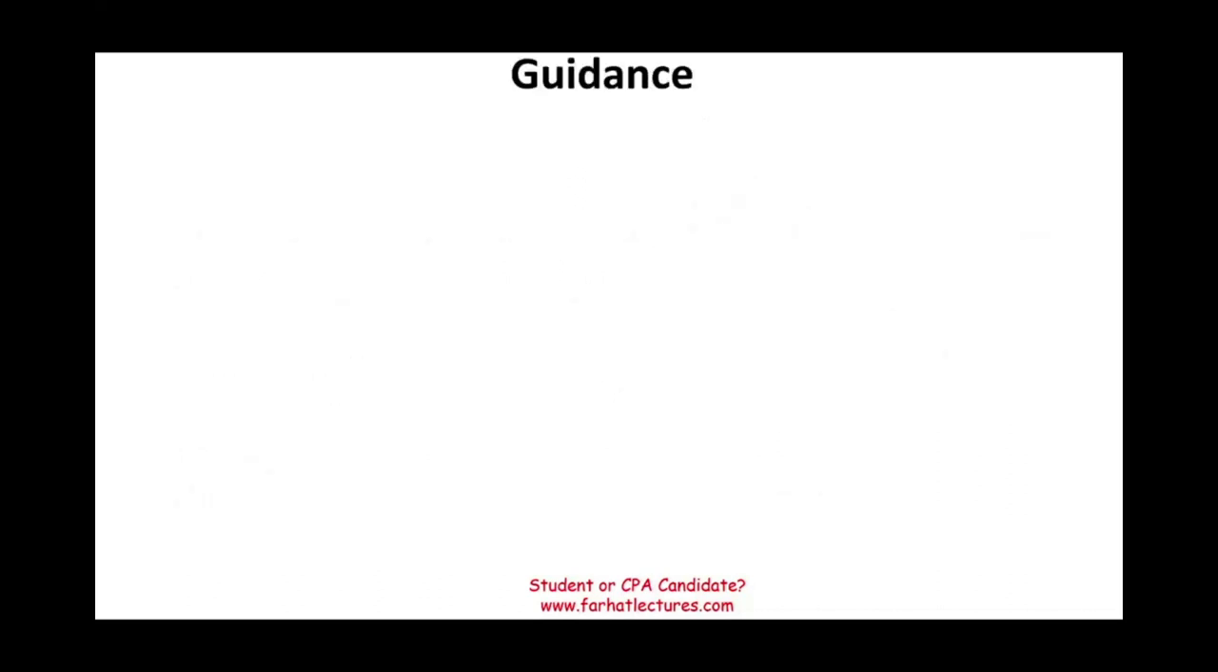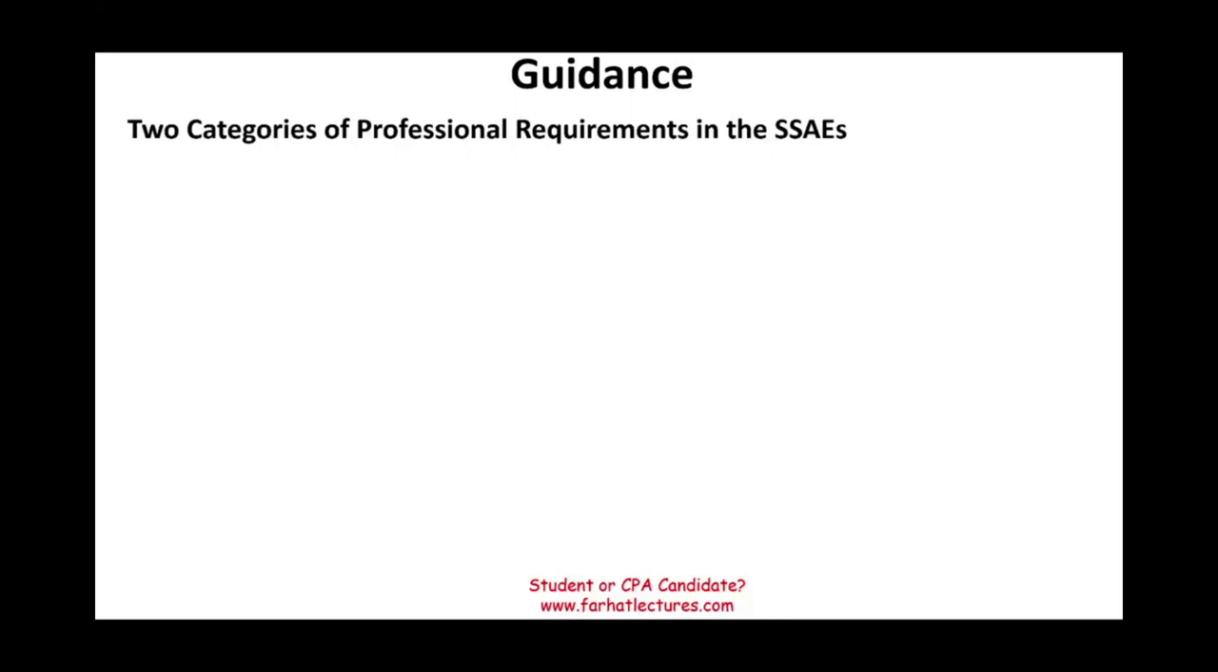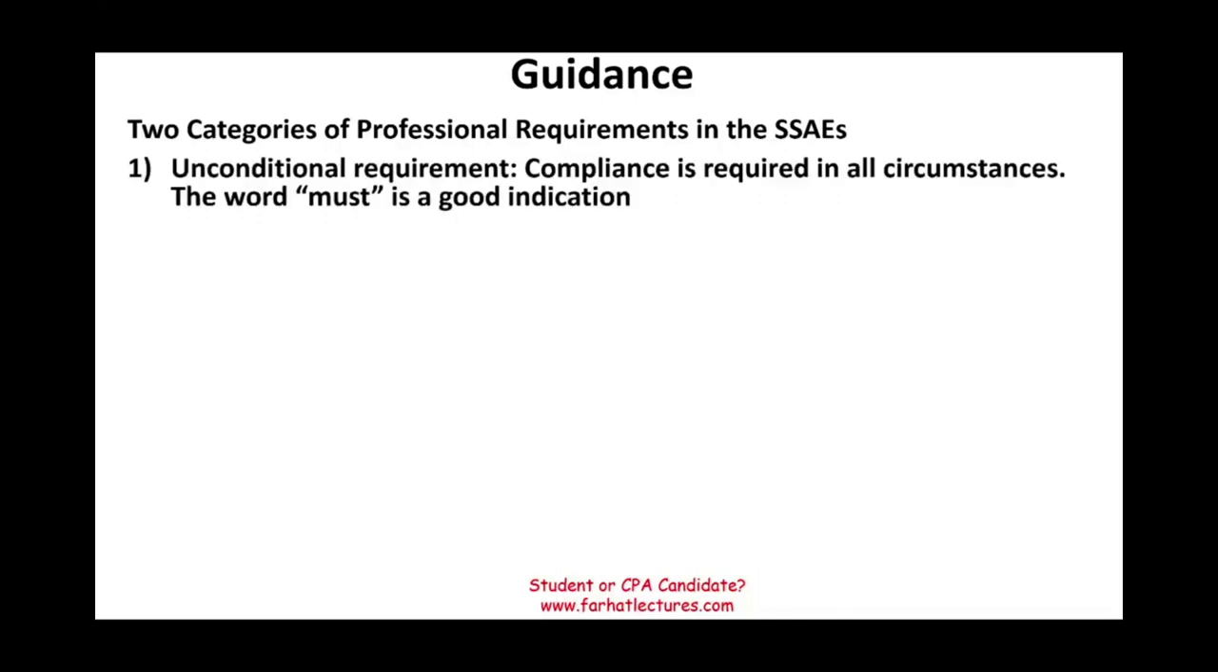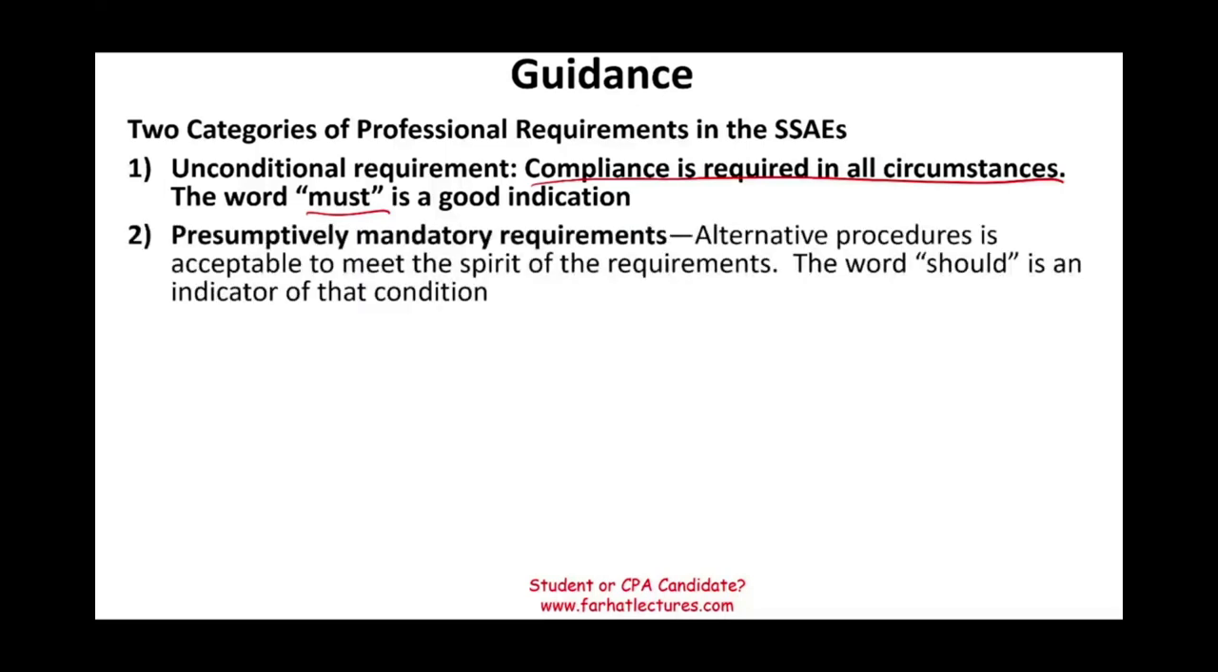What guidance should we use? There are two categories of professional requirement in the statements on standards for attestation engagements. One is unconditional requirement. Those unconditional requirements, you should always comply with them. And the word must is a good indicator in the literature. If it says you must do it, then you must do it in all circumstances. Then some are presumptively mandatory requirements. Those, as long as you can find alternative procedures, it's acceptable to meet the spirit of the requirement. And those will have the word should as an indicator that it's a presumptively mandatory requirement. You should do it. If not, find a procedure to do it.